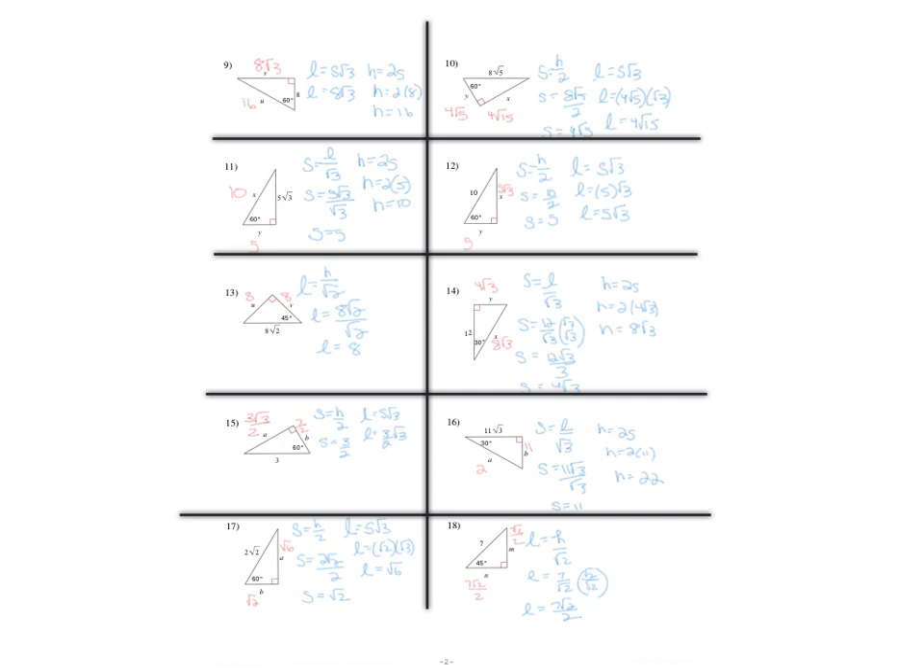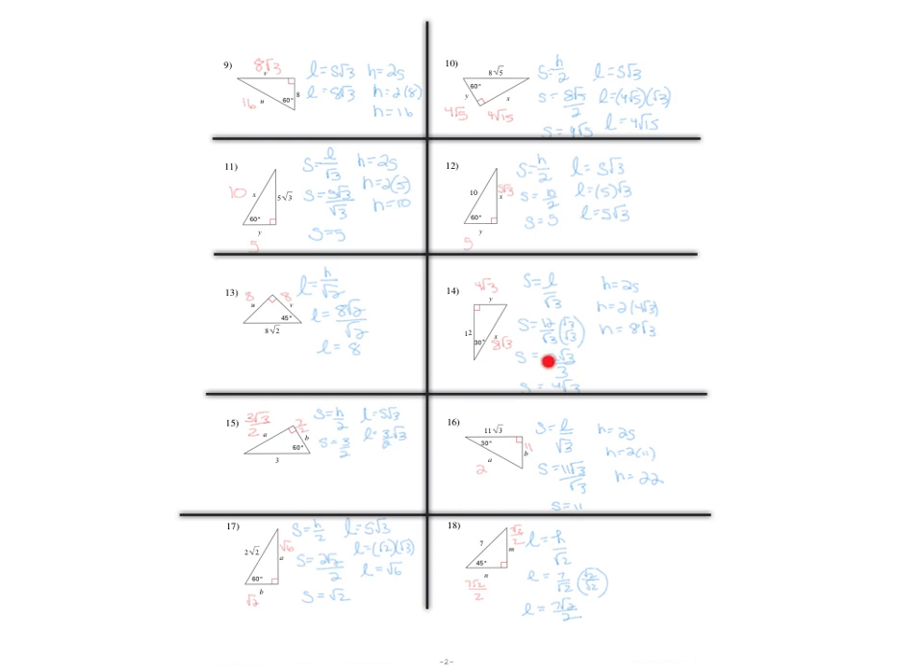In number 14, we have a 30, 60, 90. Here's the 30 degree angle, so this is the 60 degree angle, and so therefore we are given the long side. We can then find the short side by taking the long side and dividing by the square root of 3. And when we do that, we can't take the 12 and divide it by 3, but what we do need to do is rationalize the denominator. And that gives us 12 times the square root of 3 over 3.